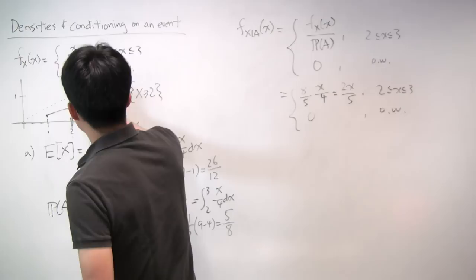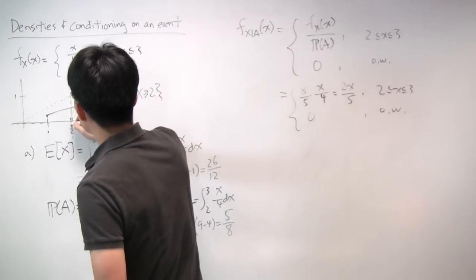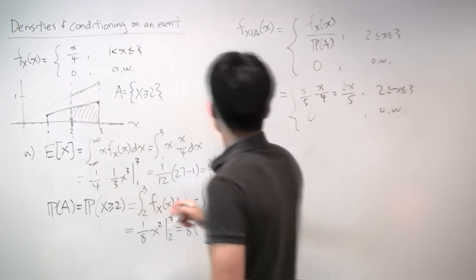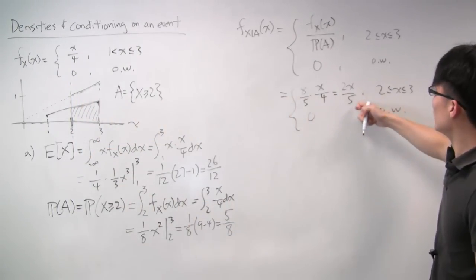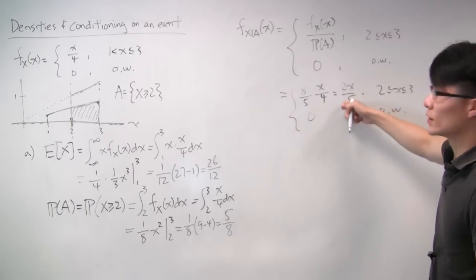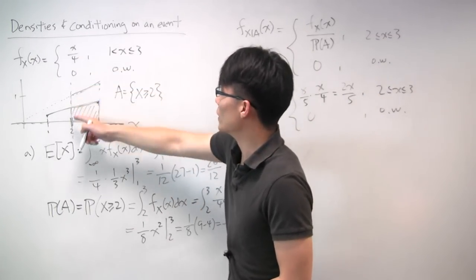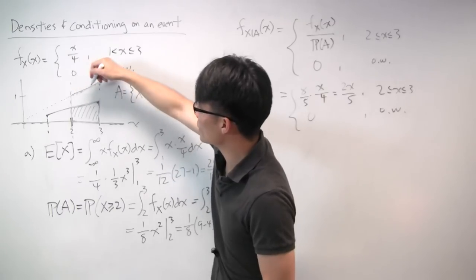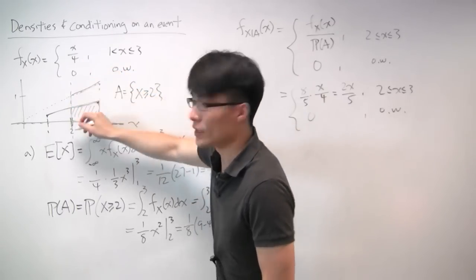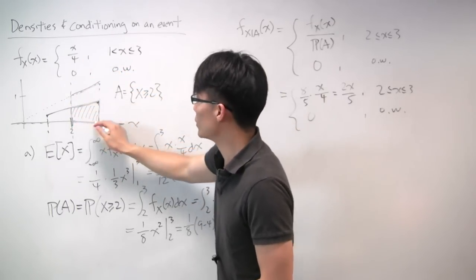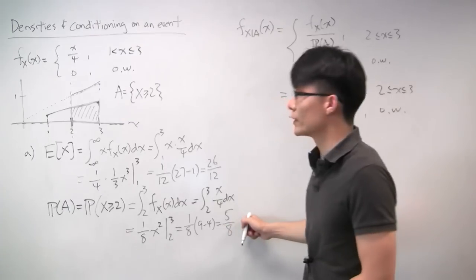It would be this portion of the density. Notice that now 2/5 is the slope as opposed to 1/4. And really what we've done is we've taken this and rescaled it so that this trapezoid now integrates to 1, whereas this portion of it only integrated to 5/8.